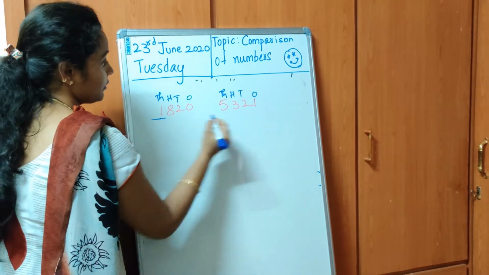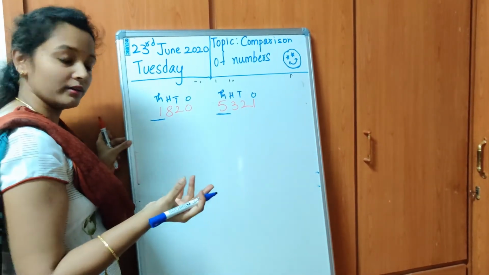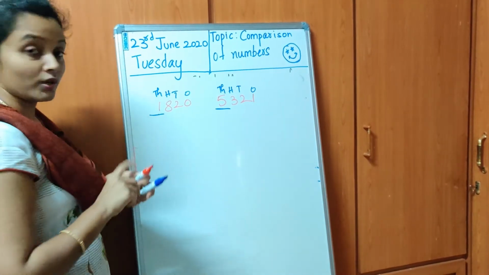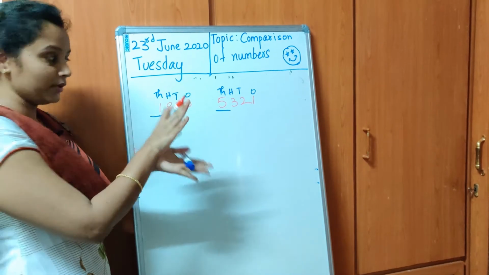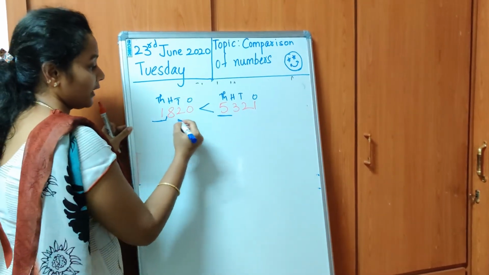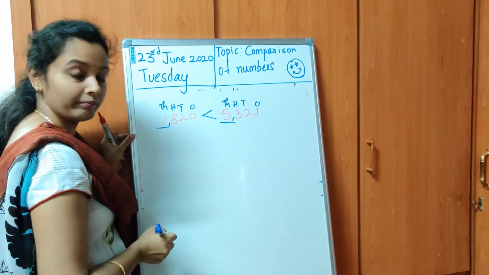Check the highest place now. 1,000, 5,000. Which is bigger? This is bigger. Which is smaller? This is smaller. So what sign do you have to put? Where should the mouth be open? Here. So 1,820 is lesser than 5,321.